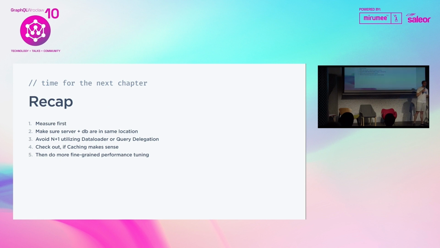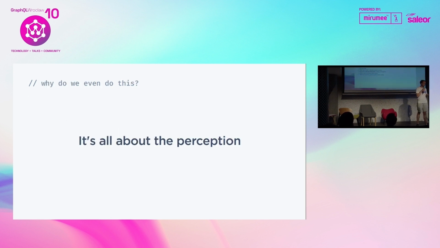And so just to recap all the server work here, we want to first measure, make sure that we have the base architecture in good shape, make sure we don't have n+1 problems, and then if caching makes sense, we can use it. It doesn't make sense in all cases. And then we can later look into more fine-grained performance tuning, for example, using the fastest framework out there. That might actually not make the biggest difference.